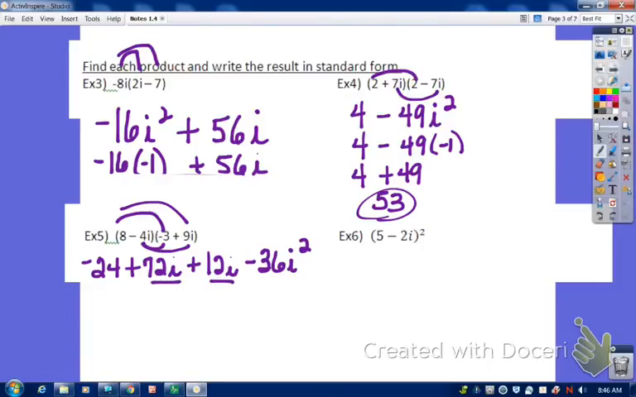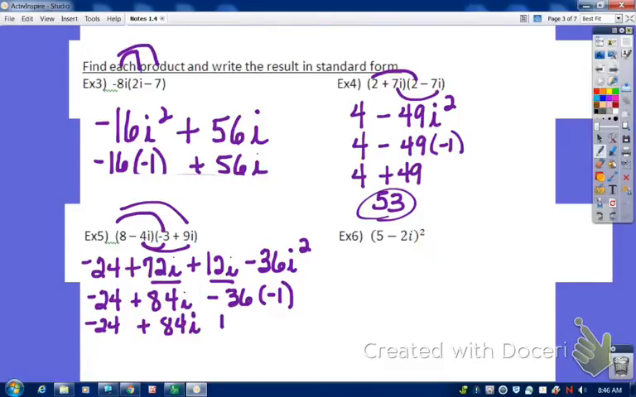You're going to combine like terms. You're also going to substitute a -1 in for your i squared. You can do that all in one step, but I'm going to do 2 steps here. 72i and 12i combine to be 84i. And then I have a minus 36i squared, but I'm going to substitute in a -1 there. So then I have -24 plus 84i plus 36. Combine the -24 and the plus 36 and you get 12. It's going to come first because we're going to write our answer in standard form. So the real part comes first, the imaginary part comes second.